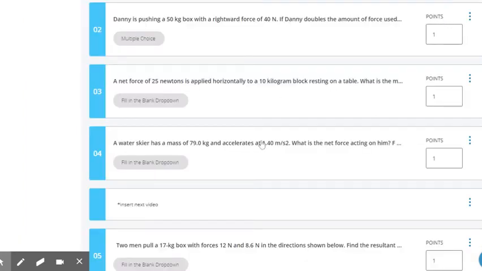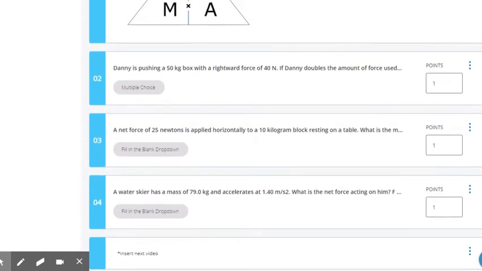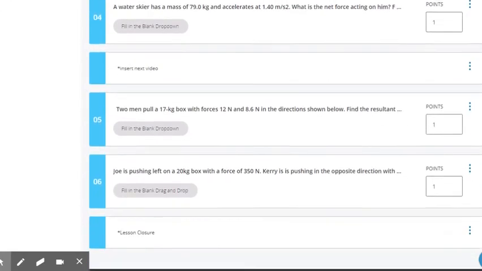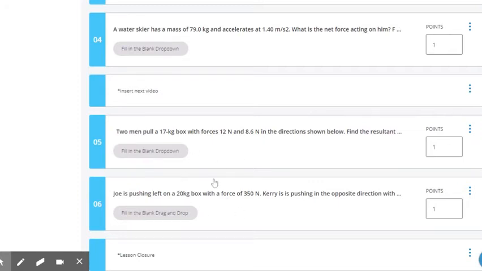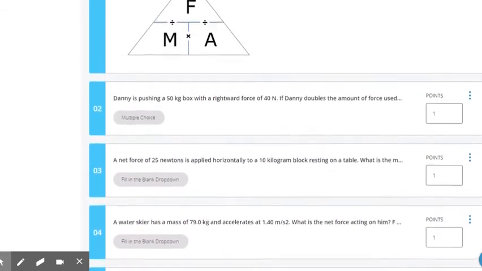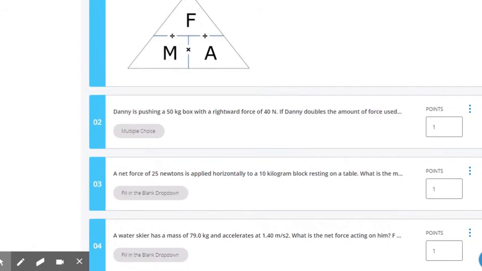Okay. So the next video that you're going to see shows how to use the FMA equation when you have more than one force acting on the object. Then you will have two questions to answer, and try to spend no more than 5 minutes on those two questions. And if you get stuck after 5 minutes on those last two questions, look at the last video to get the help.